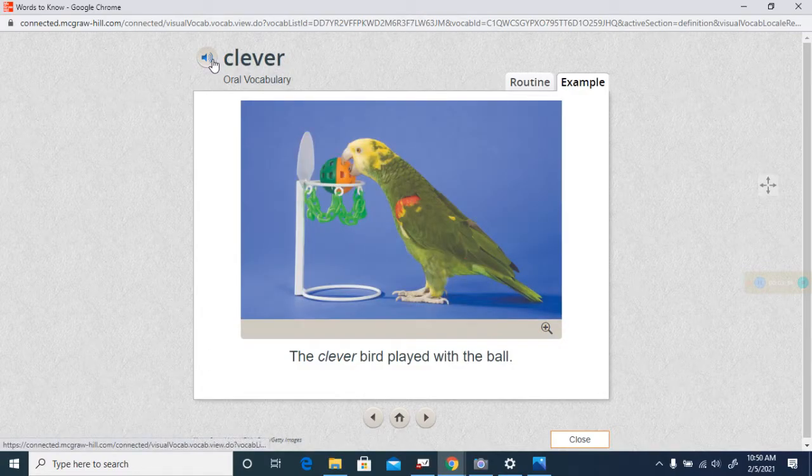Let's look at this word. Clever. The clever bird played with the ball. Can you say clever with the computer? Ready? Clever. Good job. If you have a clever idea, then you have a smart idea. So clever means smart. The example, the clever bird played with the ball, means the bird was very smart.